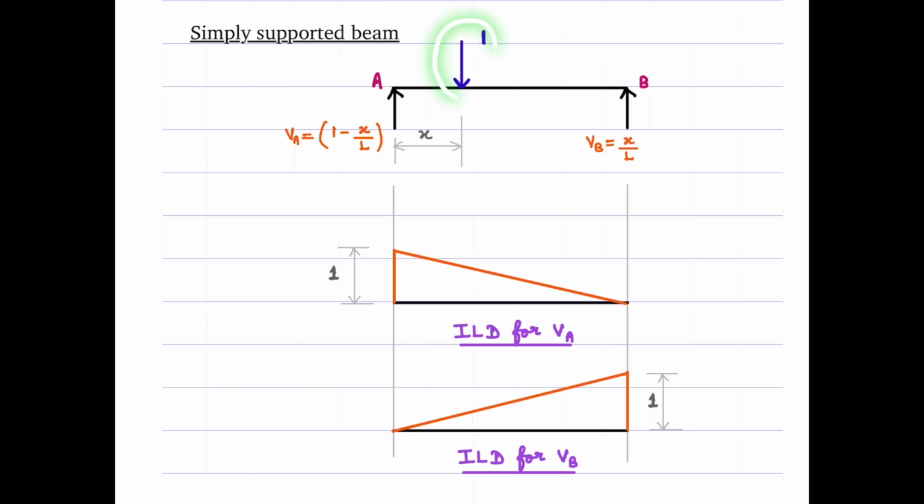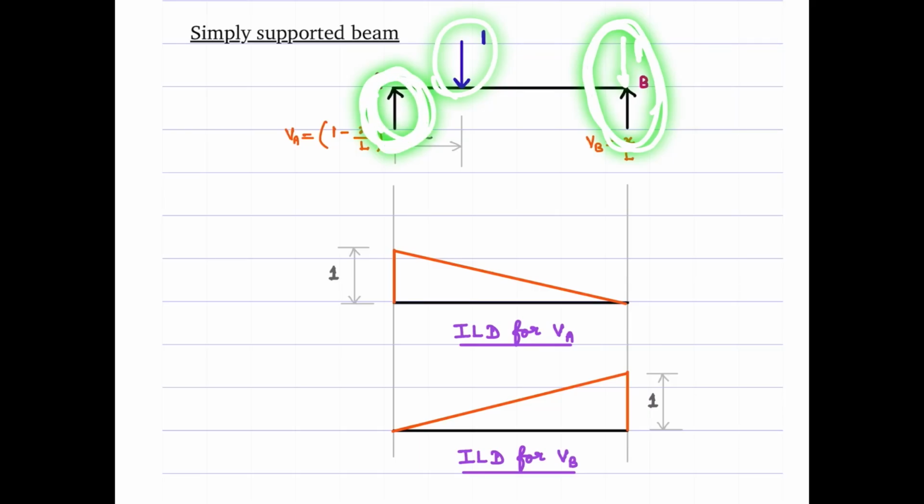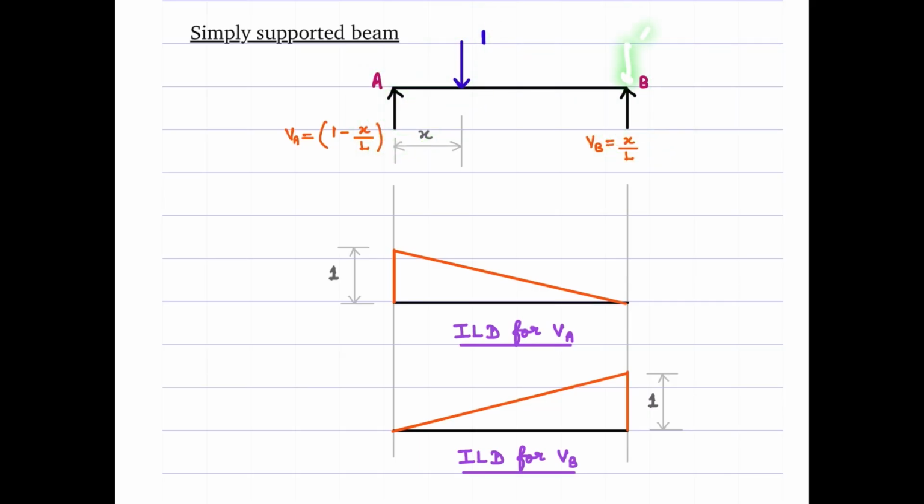Finally, I'm going to place the load here at the right end. If I keep it here, you know that this support is going to take the entire load, so the reaction at A is going to be 0. So for this particular location, x is equal to L.